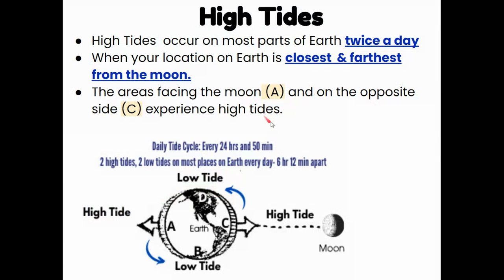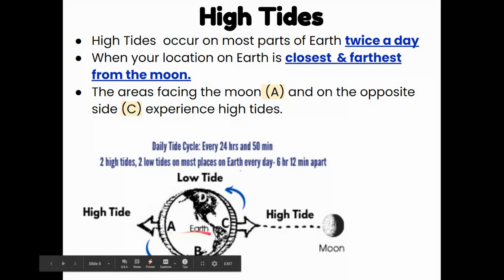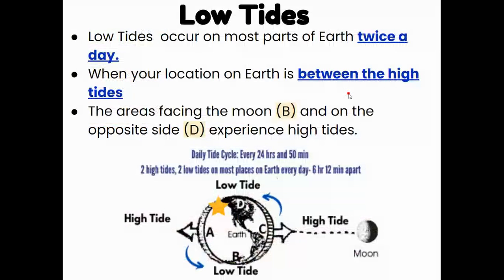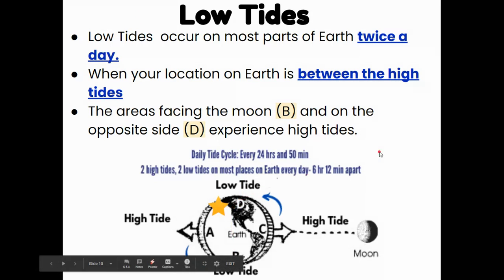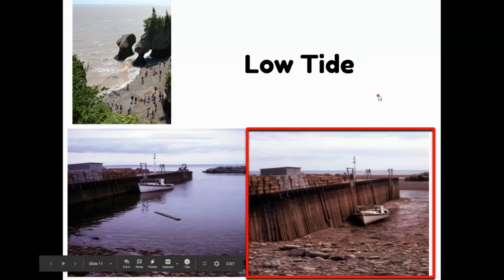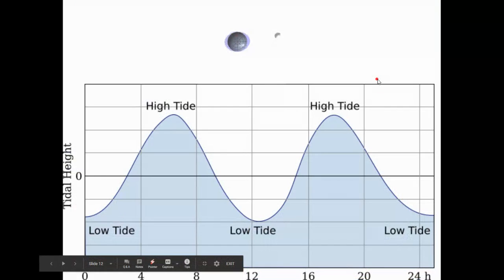High tides occur on most parts of the earth twice a day when your location on earth is closest and farthest from the moon. So in this diagram, that would be positions A and position C. And we can see here just that example of high tide. Low tides occur on most parts of the earth twice a day as well when your location is between the high tides. So in other words, you'd be at locations B and D. And again, that visual depiction of how extreme your high and your low tides can be.